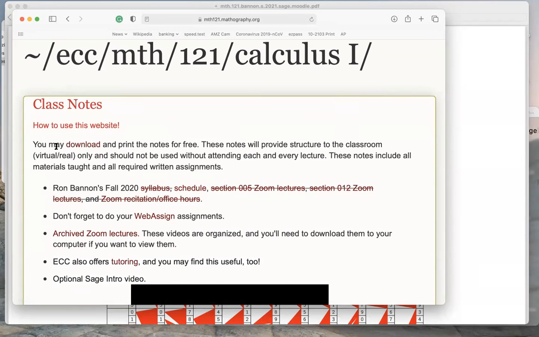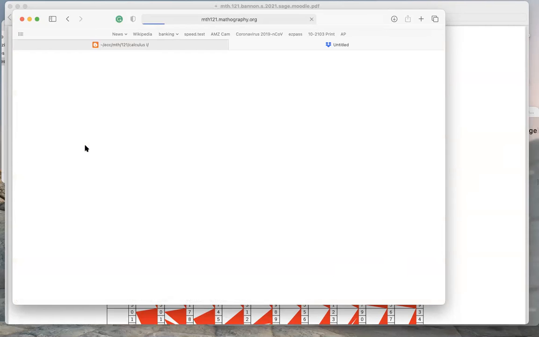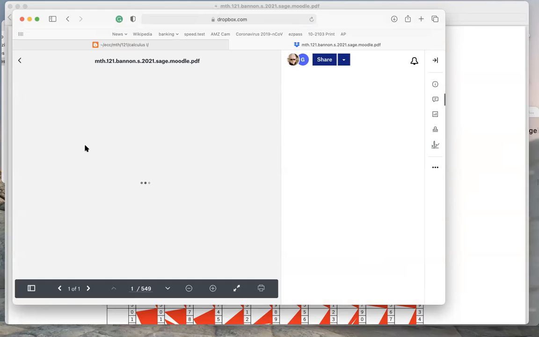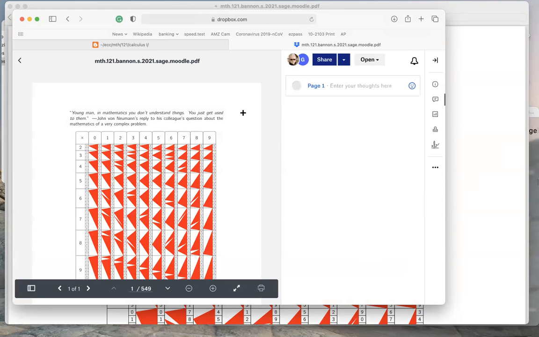The first thing it says is, you may download and print the notes for free. If you click on this, a link is going to open up. They may ask you to join Dropbox. Just say no, thank you, if you don't want to join. You don't have to join Dropbox to get access to the notes. There's no charge for the notes either. So these are the notes.